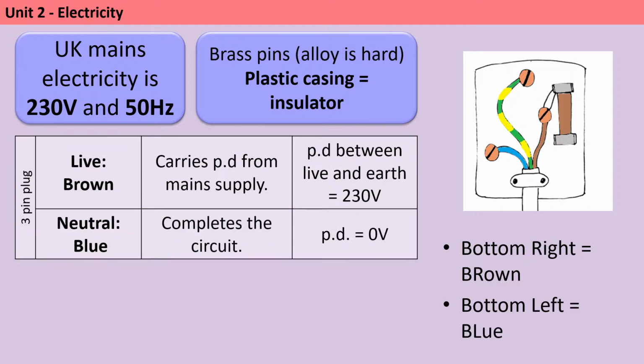The neutral wire is blue and it sits on the bottom left of the plug. BL for bottom left, BL for blue, and it completes the circuit. It has a potential close to 0, which is earth potential.